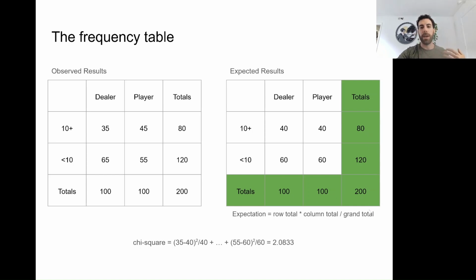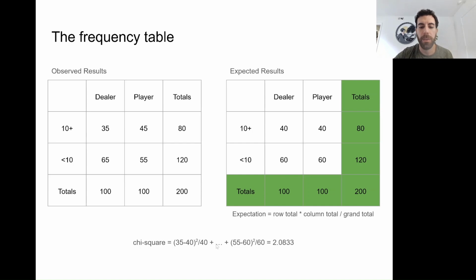So now let's calculate the actual chi-squared statistic. So this is my observed. I'm going to subtract my expected, 35 minus 40. I'm going to square it, and then I'm going to divide by my expected. And that's the first term in my chi-squared statistic. And I do this for every cell in the table. So my next one would be 45 minus 40. That difference squared divided by 40, and so forth and so on.